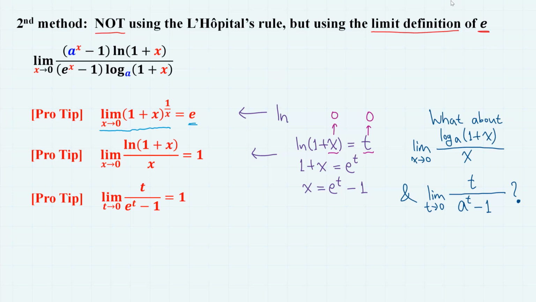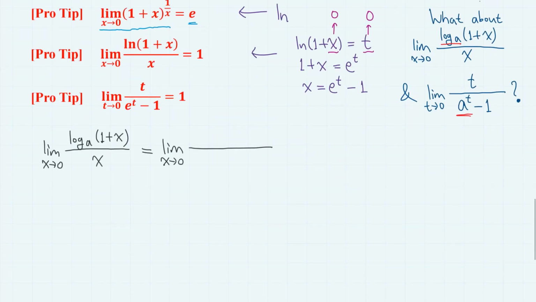Now, what about limits with general logarithm log base a of 1 plus x and general exponent a to the power of t? Well, as for the logarithm, we use the famous base change formula to change the base into e. That is, we change into natural logarithm. Since log base a of 1 plus x is equal to ln 1 plus x divided by ln a, we have the limit of ln 1 plus x divided by x times ln a, and using this previous result that this part goes to 1, we have 1 over ln a.